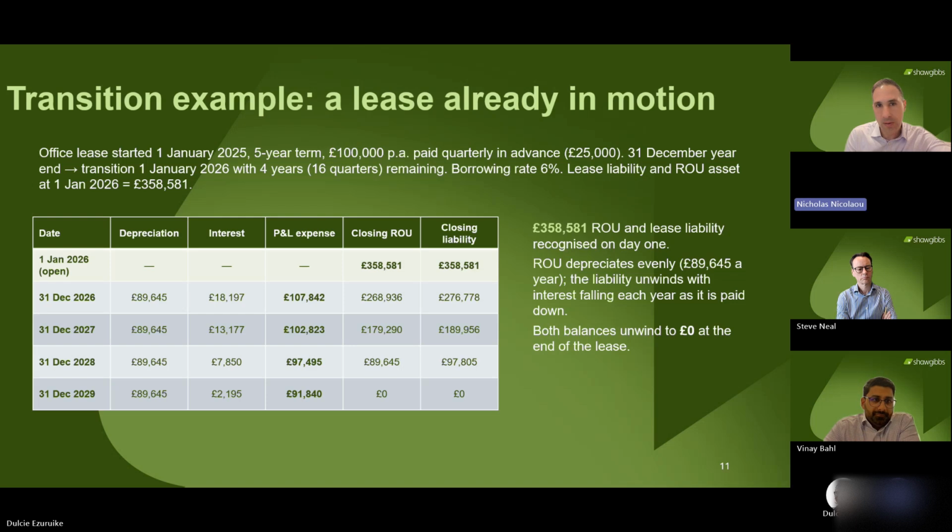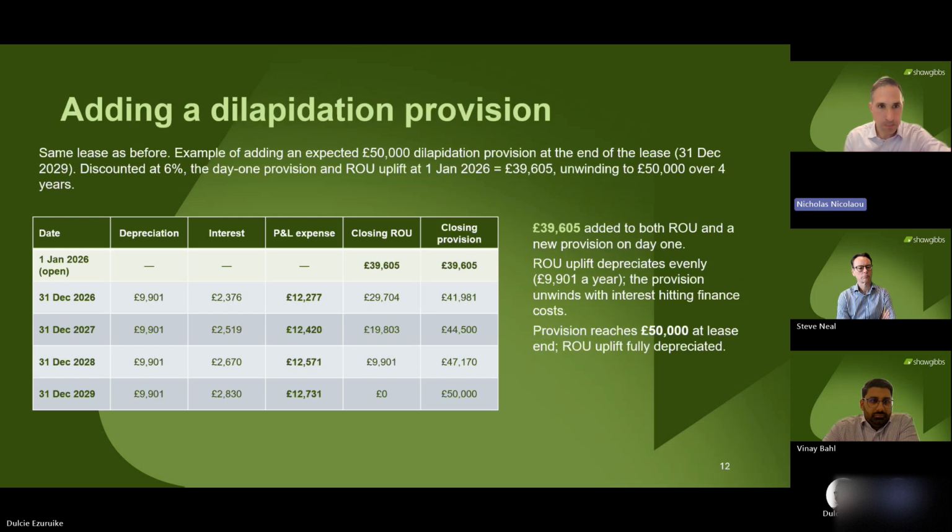So if we use the same terms as the previous example, but imagine the lease started a year ago. So your lease starts on the 1st of January 2025. By the time you get to the 1st of January 2026, you're a year into your lease, and essentially you've got 4 years left. You have to do that calculation based on the time left on your lease, and then it unwinds down the same way.